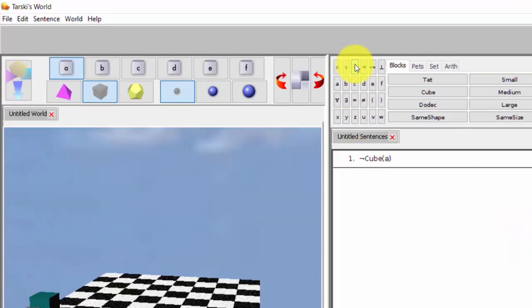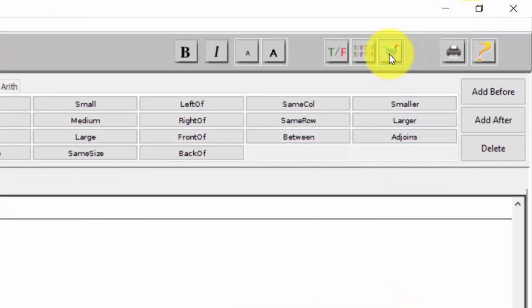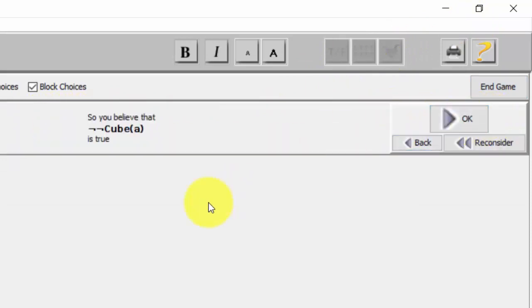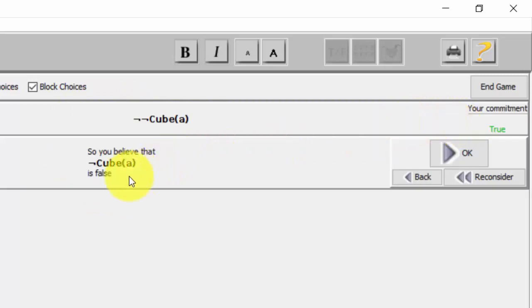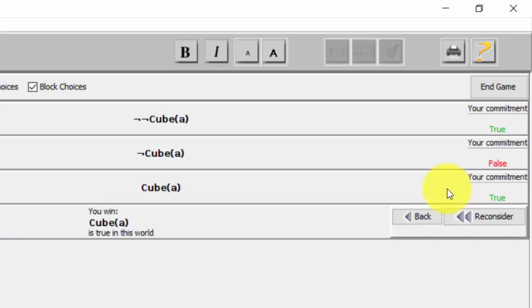Let's check the sentence. It's not the case that it's not the case that A is a cube. Okay, so that's our initial commitment. I'm going to say I think that it's true. So it's going to double check. You think this is true? Yes, I do. So I believe that it is false that it's not the case that A is a cube. That's right. So I must believe that it's true that A is a cube. That's correct. And we see that this time we actually win.